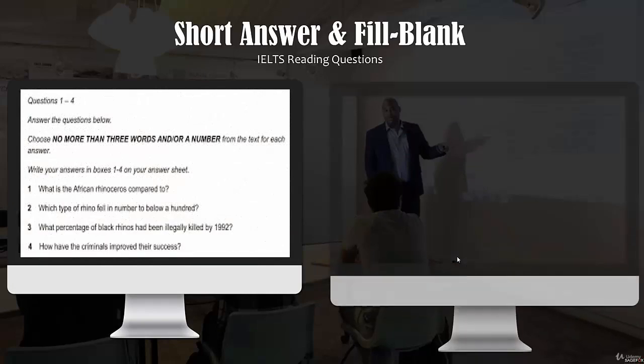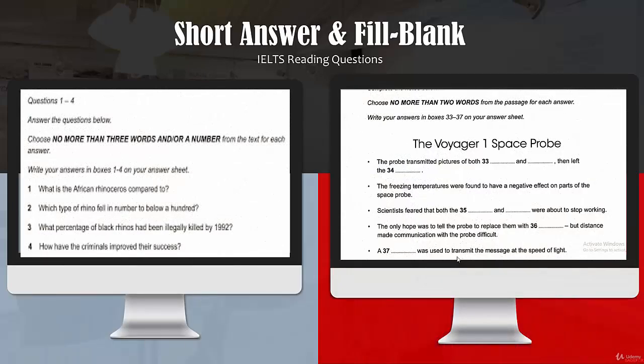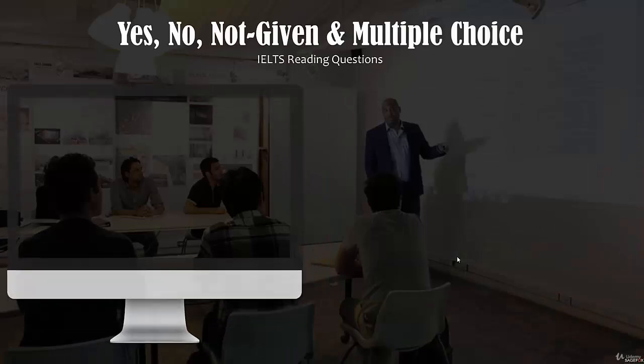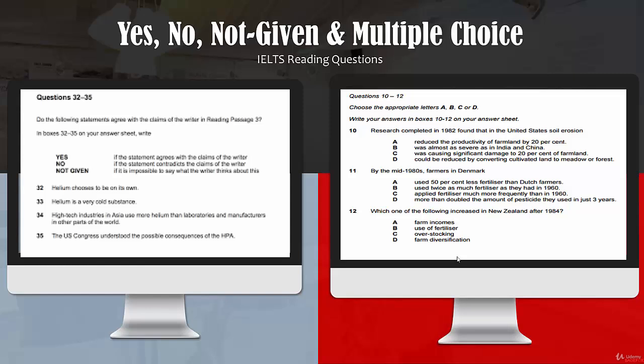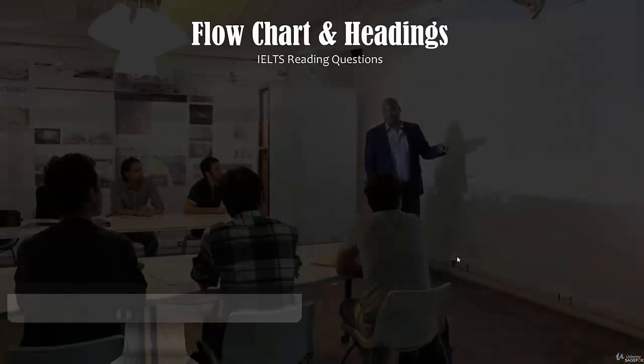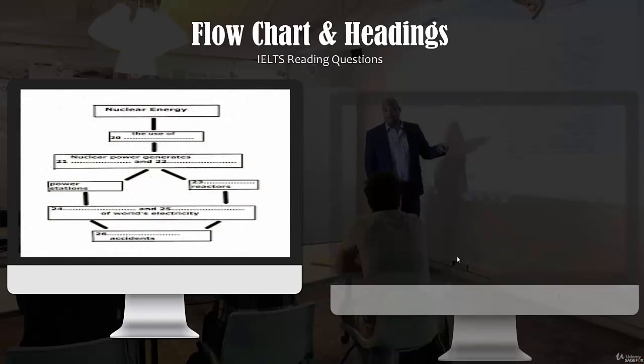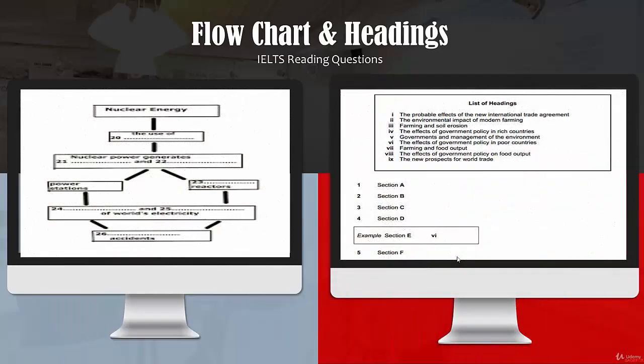Now, here is an example of a short answer question on the left and a fill in the blank question on the right. Next, on the left, we have what a yes, no, not given question looks like, and the standard multiple choice question is on the right. On the left side, this is what a flow chart will look like, and on the right side, we have the headings question.